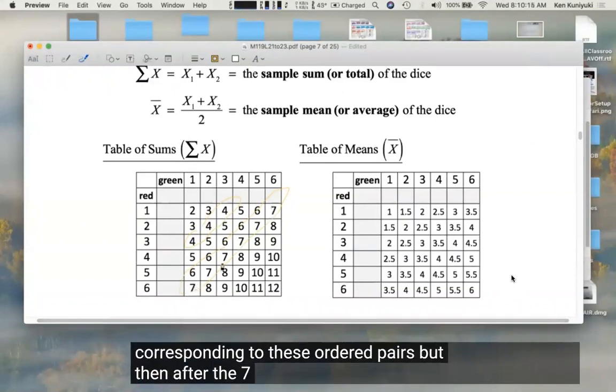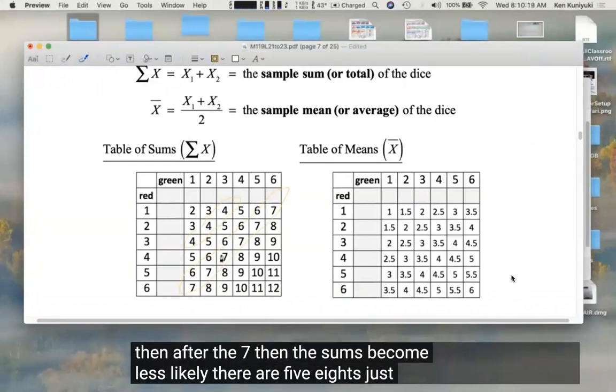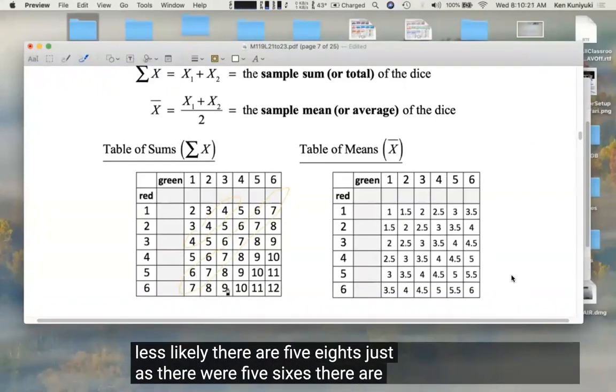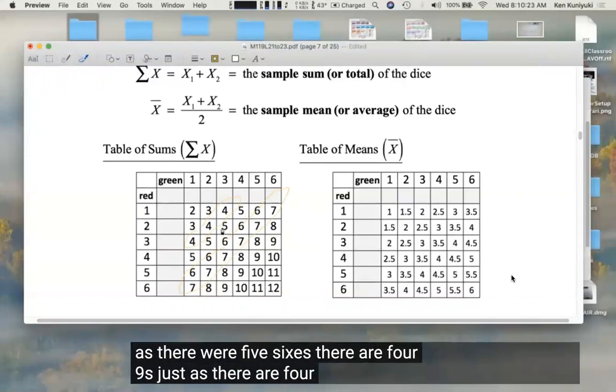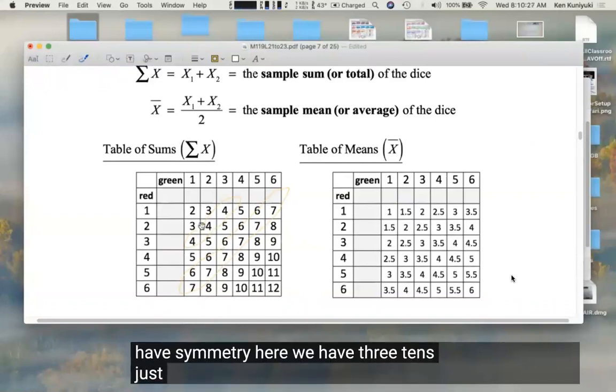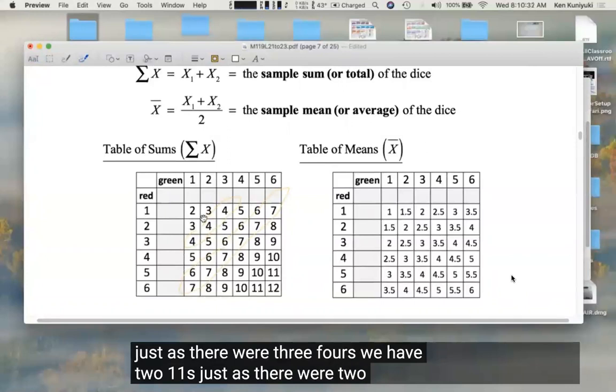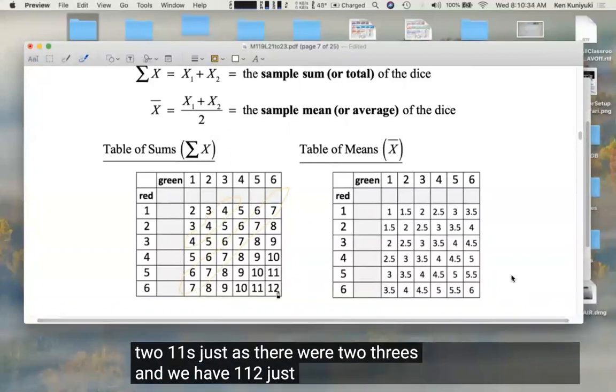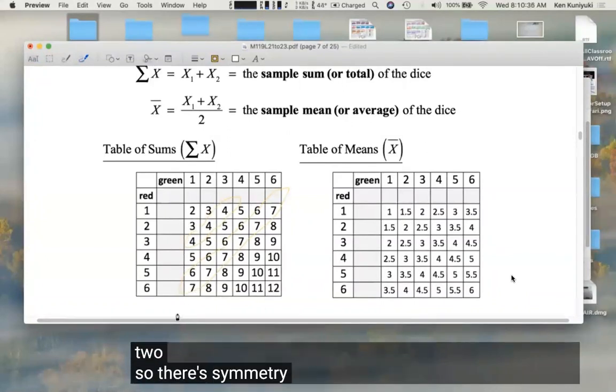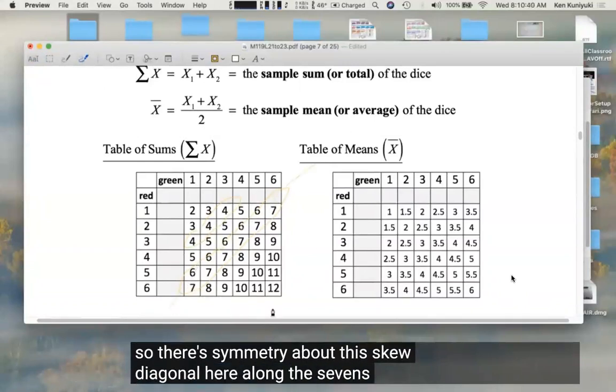But then after the 7, the sums become less likely. There are 5 8s, just as there were 5 6s. There are 4 9s, just as there were 4 5s. We have symmetry here. We have 3 10s, just as there were 3 4s. We have 2 11s, just as there were 2 3s. And we have 1 12, just as there was 1 2. So there's symmetry about this skew diagonal here along the 7s.